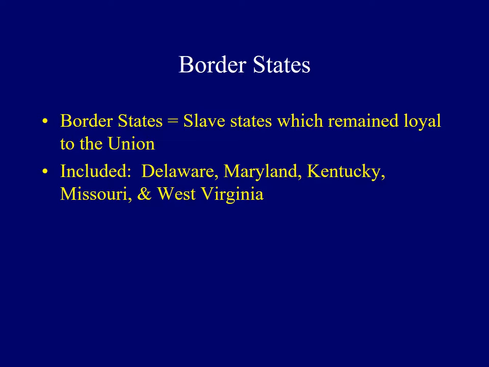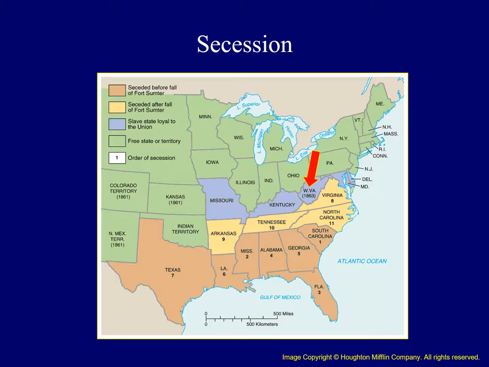The border states are shown in blue here. Maintaining the loyalty of these states was crucial to the war aims of the Union. Maryland was particularly important as it bordered on Washington, D.C. You can also see on this map that West Virginia broke away from Eastern Virginia and was admitted to the Union as its own state in 1863.